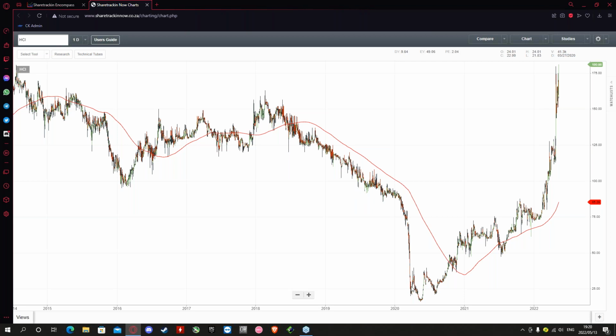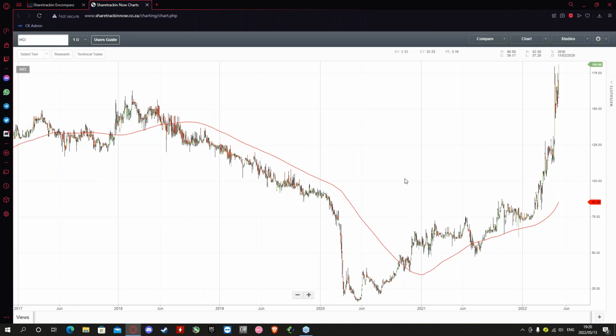I mean, it even fell in 2020 with COVID. With COVID, sorry about that, it fell even lower below that 200-day moving average line. So that's usually where you don't want your share to be, below its average, because then usually it would struggle to get back above that line.